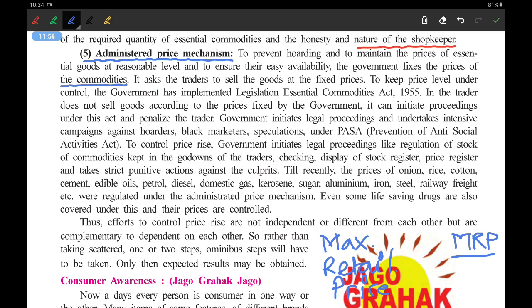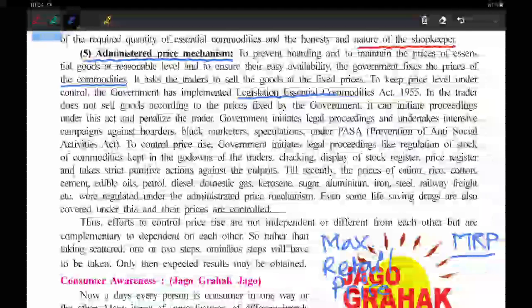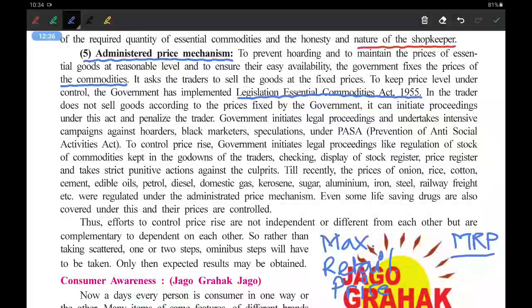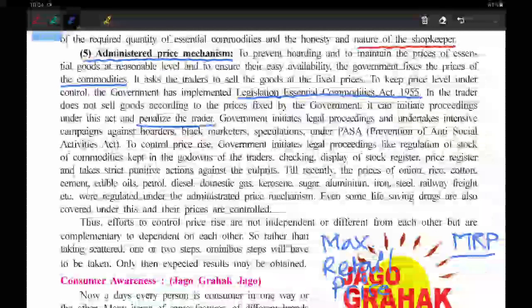At the same time, there are certain commodities which are used in day-to-day life, so the government fixes the price of those also. Okay. It asks the trader to sell the goods at a fixed price. To keep prices under control, the government implemented the Essential Commodities Act 1995. Okay. If the trader does not sell goods according to the price fixed by the government, it can initiate proceedings under the act and penalize the trader.